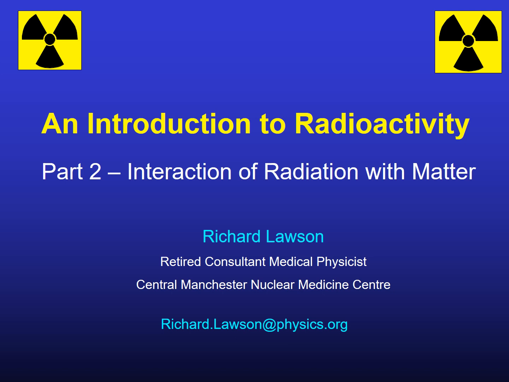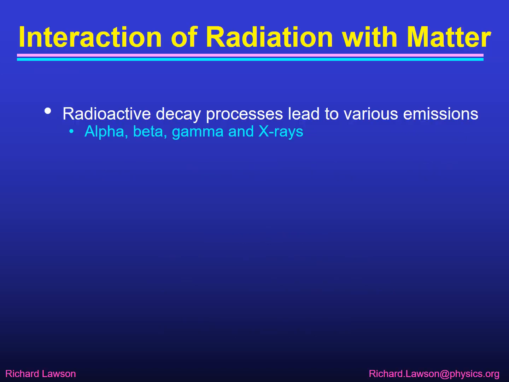This is the second part of my talk about an introduction to radioactivity, and in it I'm going to talk about the interaction of radiation with matter. In the first part of this talk, I explained the radioactive decay processes that lead to various emissions. We talked about alpha and beta emissions and gamma and X-rays.